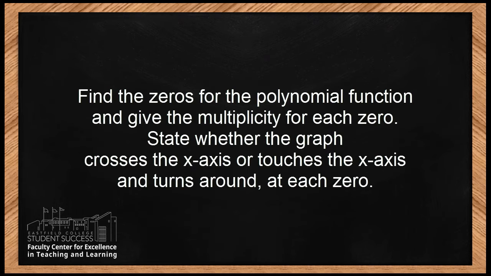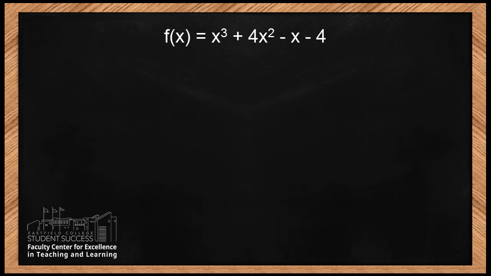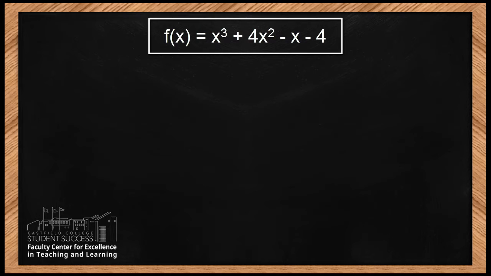The problem says, find the zeros for the polynomial function and give the multiplicity for each zero. State whether the graph crosses the x-axis or touches the x-axis and turns around at each zero. Let me recreate the problem. F of x equals x cubed plus 4x squared minus x minus 4.